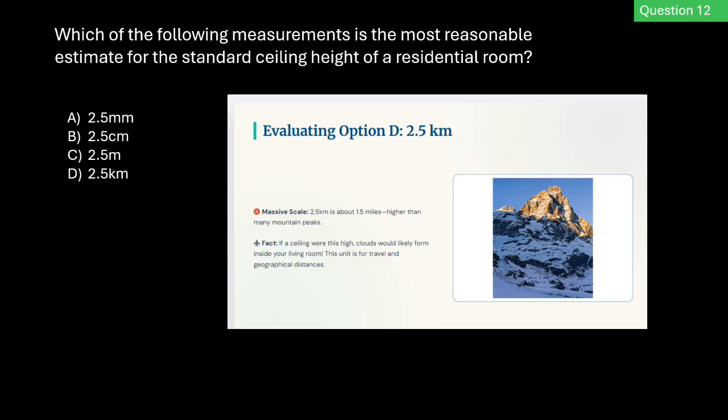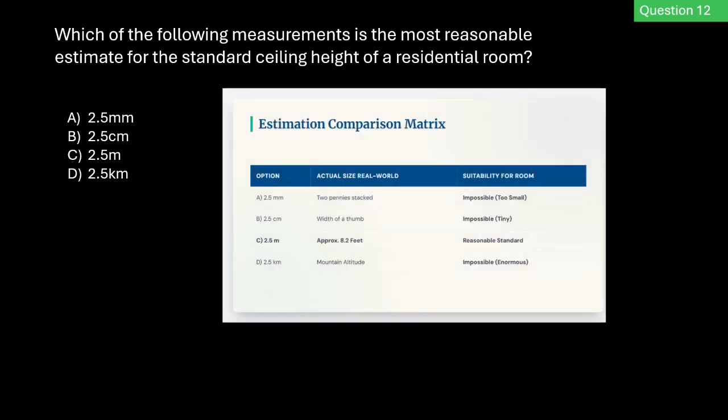So, to summarize, 2 and 5 tenths of a millimeter is as thin as two pennies. 2 and 5 tenths of a centimeter is the width of a thumb, and 2 and 5 tenths of a kilometer matches the altitude of a mountain. By analyzing real world scales, we can easily see why option C would be our most logically correct answer.